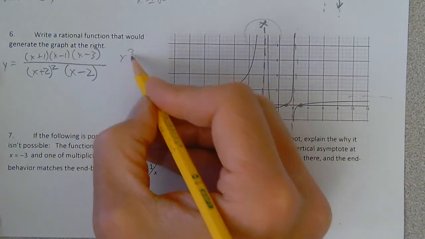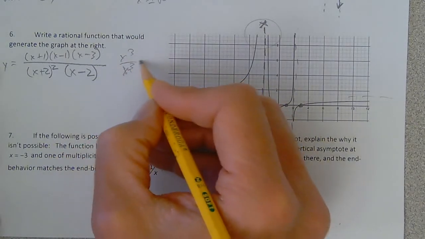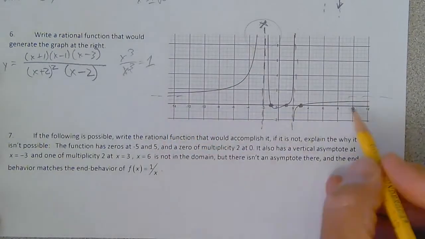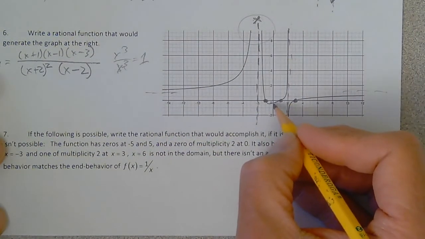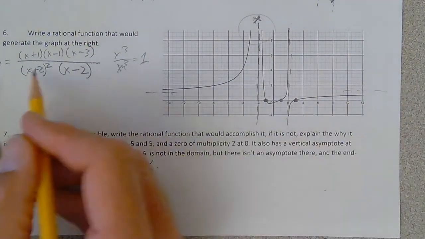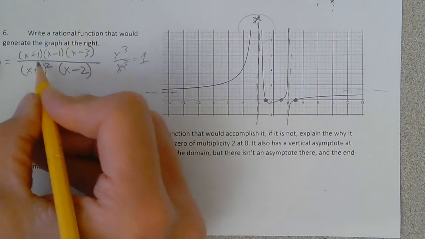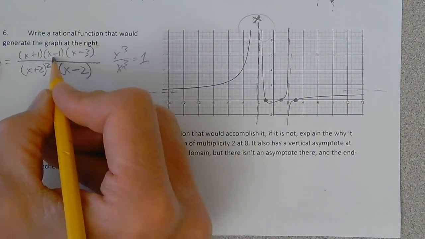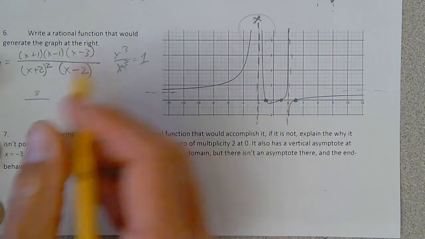Checking, I would end up with an x cubed over x cubed, which reduces to a 1, which accounts for where my horizontal asymptote is. Right there, I could even double check. It looks like where my y-intercept is here. If I put zeros in for all of my x's, I would get a 1 times -1 times -3. That would be a +3.